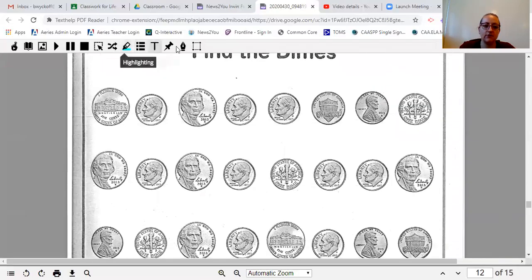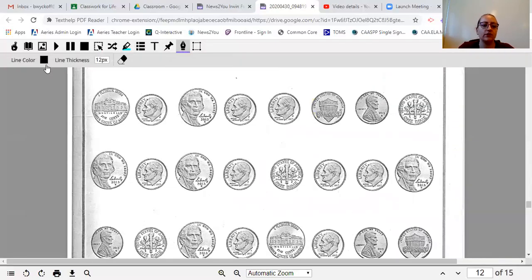And now we're going to come through. We're going to find our dimes. So remember to look at your chart to see what a dime looks like. That way you can remember and you can come through and we can find our dimes.